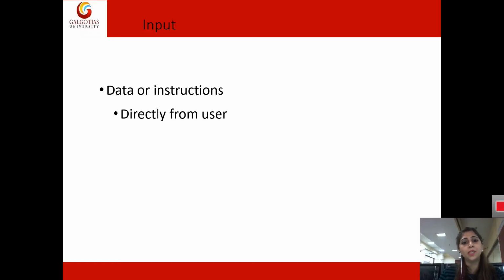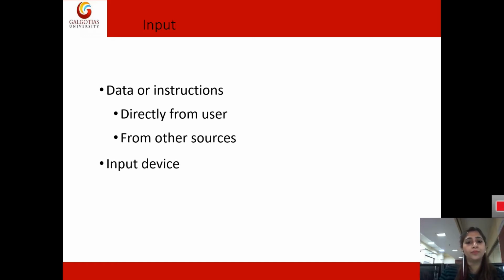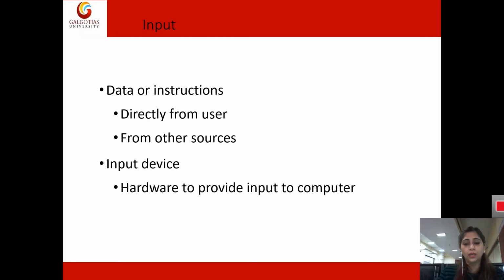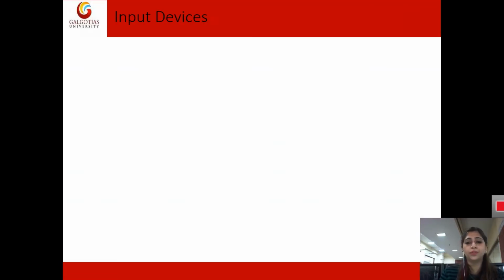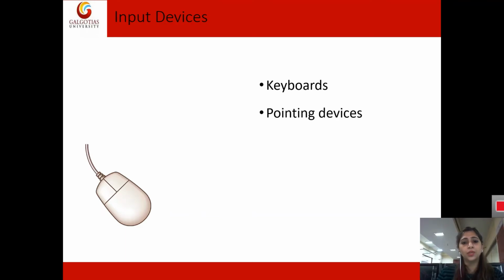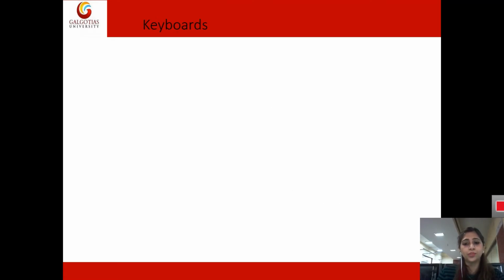Input basically means data and instructions, and they come directly from the users or from other sources. It could come directly from the users, through the programs, or through the memory if we are using some instruction set. So input is given to the system, and the device through which the input comes is the input device. The hardware that provides the input to the computer is known as the input device. Some examples of input devices are keyboard, pointing devices, scanners, image capture devices, and audio capture devices. These are all the types of input devices that we have.